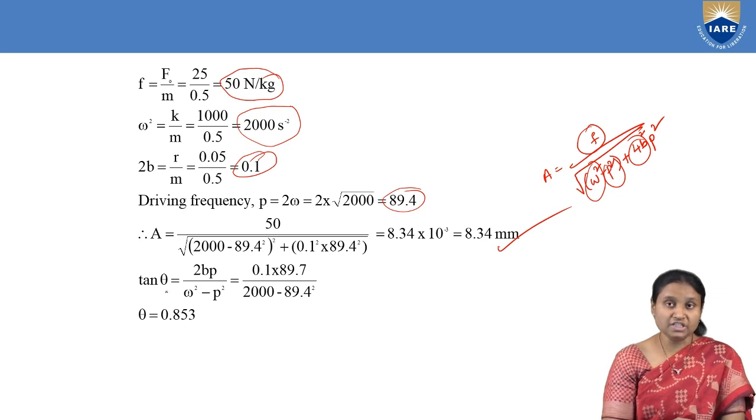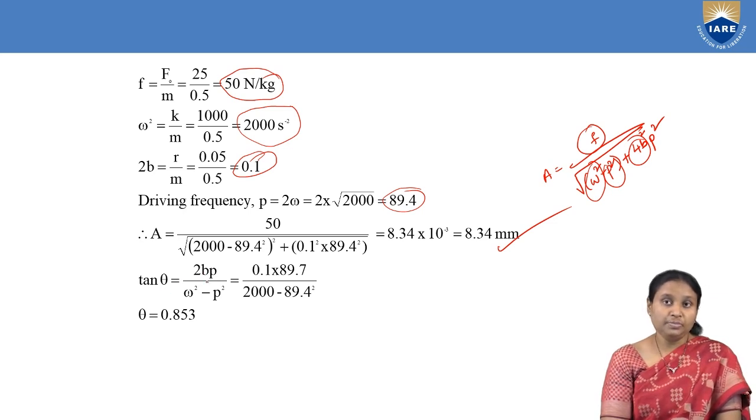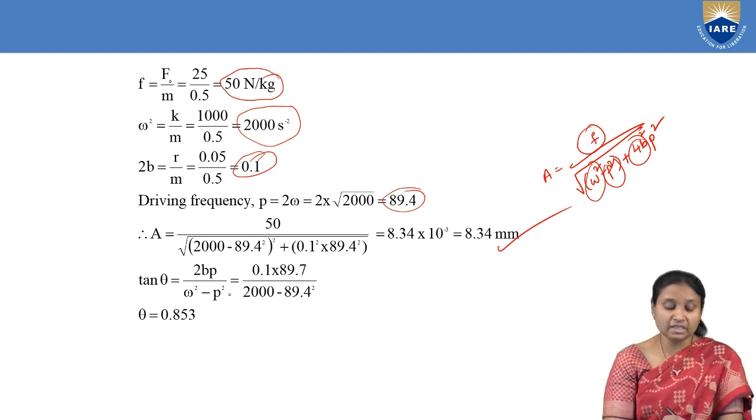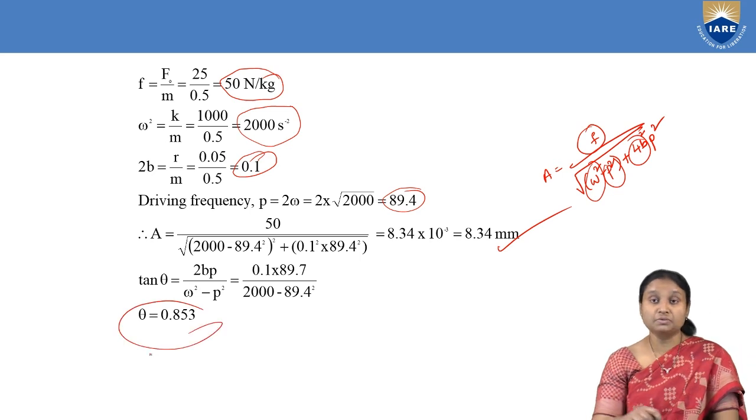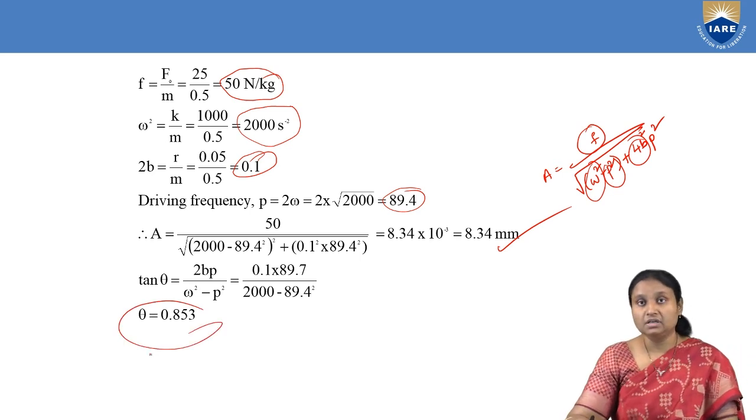Then coming to the phase shift. The formula is 2bp by omega square minus p square. So the 2b value is 0.1 and the driving frequency is 89.7, divided by omega square, whose value we know, minus p square. Then our phase shift comes out to be 0.853.